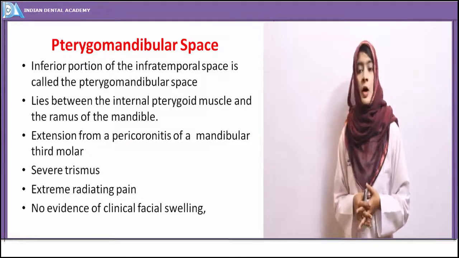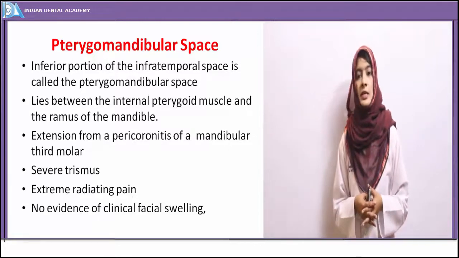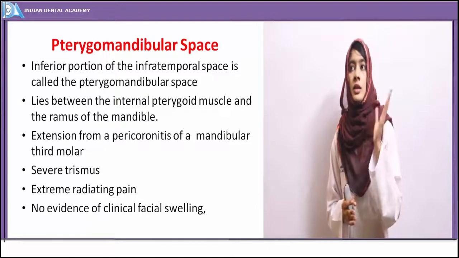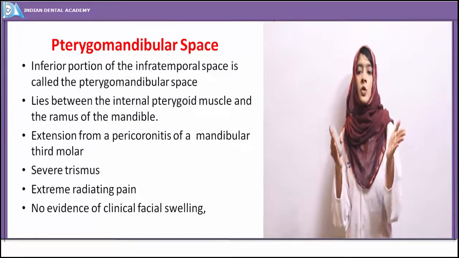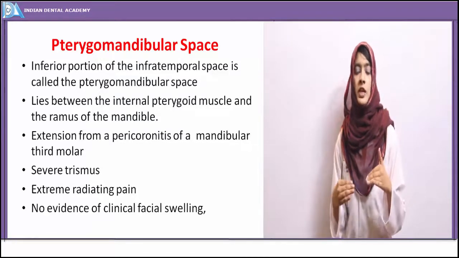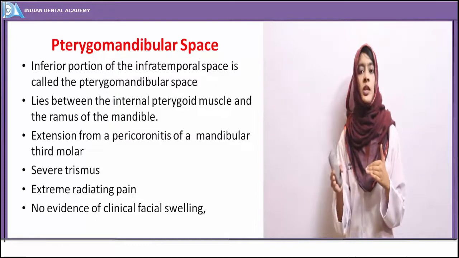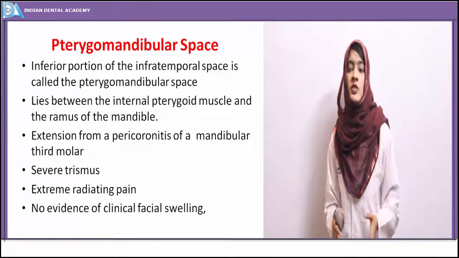It lies between the lateral pterygoid muscle and the coronoid process of the mandible, or the ramus of the mandible. The infratemporal space was between the lateral pterygoid plate and the coronoid process, whereas this pterygomandibular space is the lower part of the infratemporal space, right? So it is between the internal pterygoid muscle, lateral pterygoid muscle, and the ramus of the mandible.